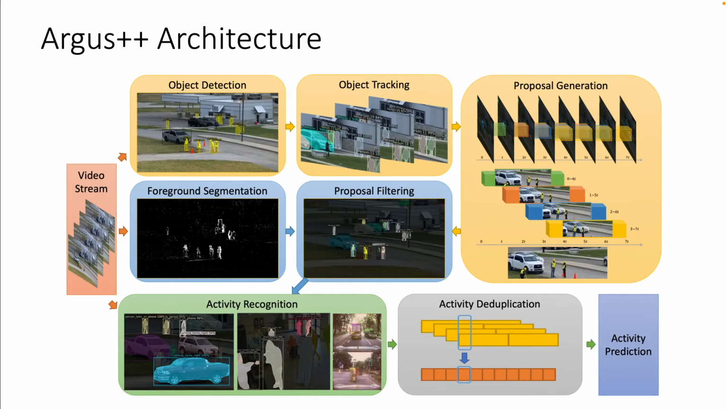Here is the overall architecture for it. With an input video stream, we perform object detection and tracking with well-known algorithms to perform proposal generation into dense overlapping cube proposals. And with foreground segmentation, we also do proposal filtering to remove stable objects. And then proposals are processed by the activity recognition module to generate confidence scores. Finally, the activity deduplication module will produce the final predictions.